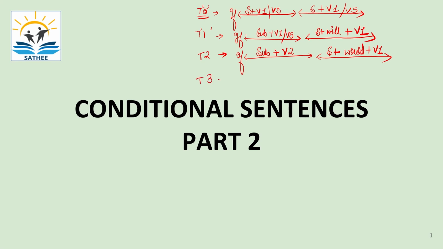Then we have type 3 condition, that is if following again 2 clauses. The first one is in past perfect tense, that is subject plus had plus verb third form. Now, if it is in past perfect tense, the remaining will be subject plus would plus have plus past participle, it means verb third form. So we have these 4 conditions. So let's begin the questions.